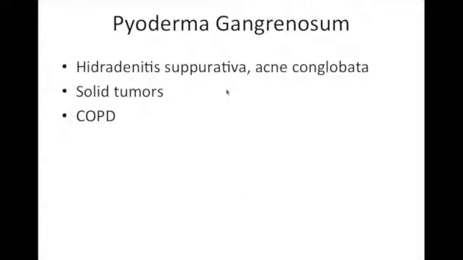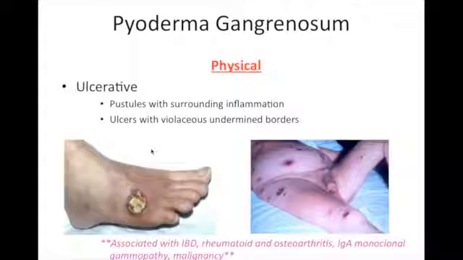Other associations include hidradenitis, acne conglobata, solid tumors, and COPD. Now, this just goes through the more common forms. There are 4 or 5 that we need to know, and I'm not going to get into neutrophilic dermatosis of the dorsum of the hand and all that, though there's probably some form of variant between this and bullous Sweet's. However, for PG itself, for this specific neutrophilic dermatosis, there are ulcerative variants.